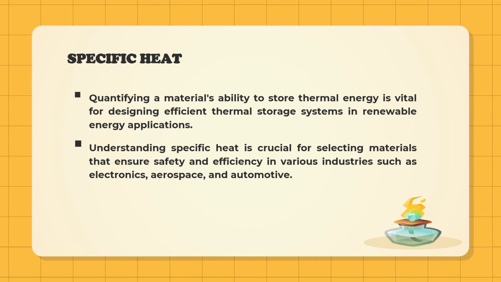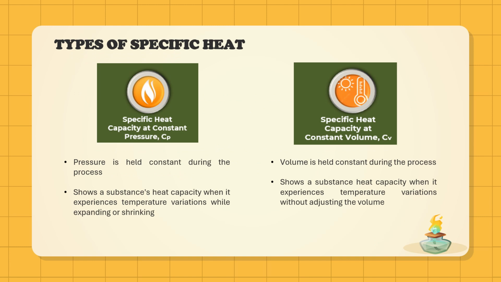There are two types of specific heat: the specific heat capacity at constant pressure and the specific heat capacity at constant volume. The specific heat capacity at constant pressure for ideal monoatomic gases is defined as the amount of heat energy supplied to the sample when it is held at constant pressure. Whereas pressure is held constant during the process, it shows a substance's heat capacity when it experiences temperature variations while expanding or shrinking.